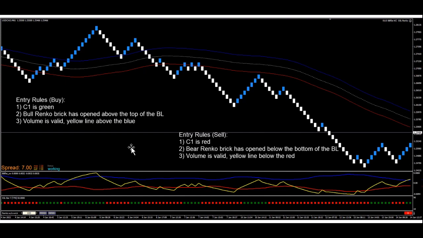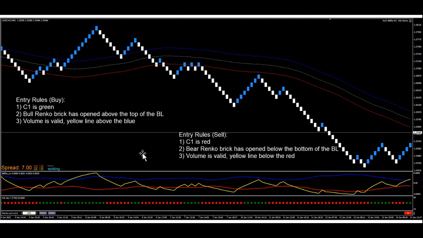And we simply have the opposite for sell. First of all, we look for our C1, which is our SSL, to be red. We want to see a bear Renko brick that has opened below the bottom of the baseline. So in this case, the bear bricks are white, and you can see how several of these have opened below this baseline. And then finally, we want to make sure that we have volume to support the trade. So we can only enter a trade when that yellow line is below the red line.